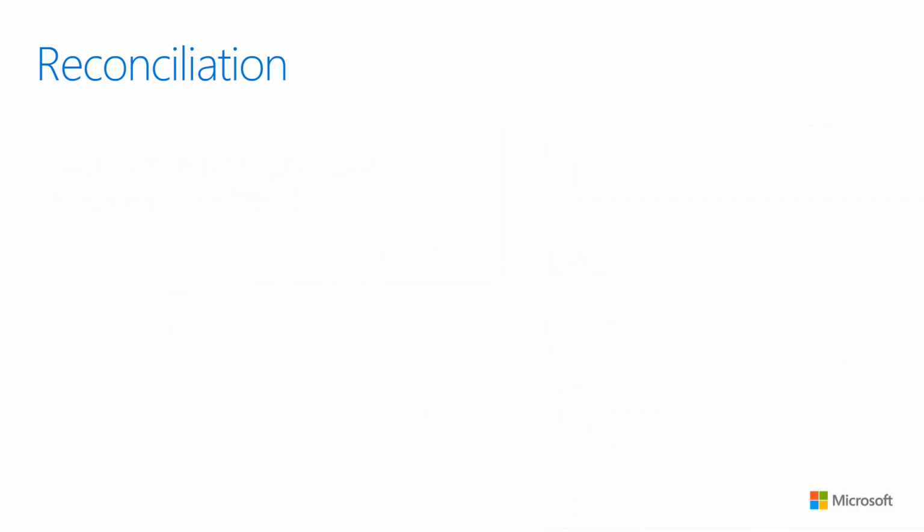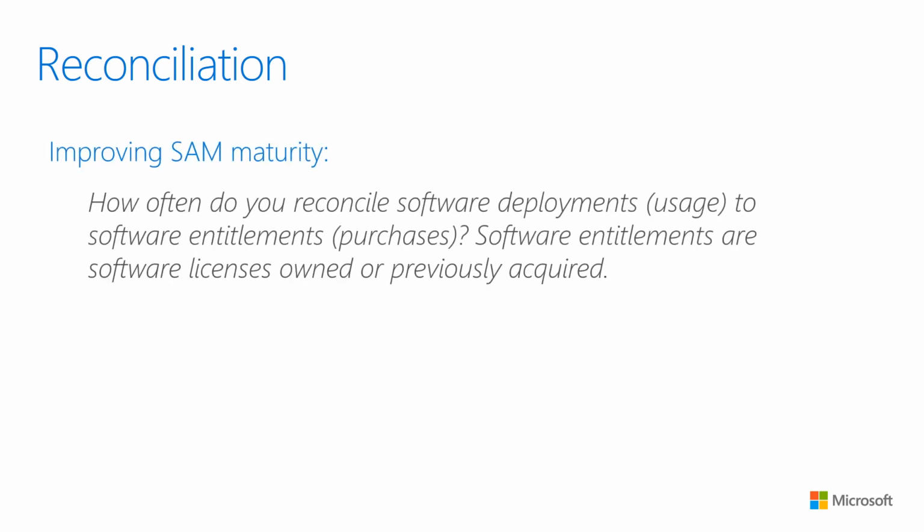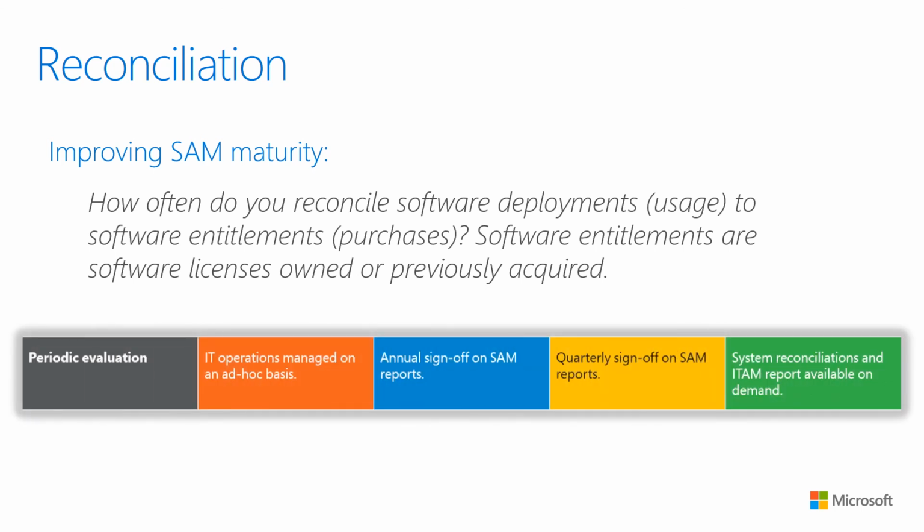There is a SOM competency 2 for reconciliation, where the question is asked, how often do you reconcile software deployments, that's the usage, to software entitlements, that's the purchases, and it reminds us that software entitlements are software licenses owned or previously acquired. This is similar to the accuracy of inventory competency that we looked at a moment ago, since it starts off with ad hoc activity at the basic level and then moves to annual and quarterly sign-off at the standardized and rationalized levels. And by the time the dynamic level is reached, system reconciliations and IT asset management reports are available on demand.